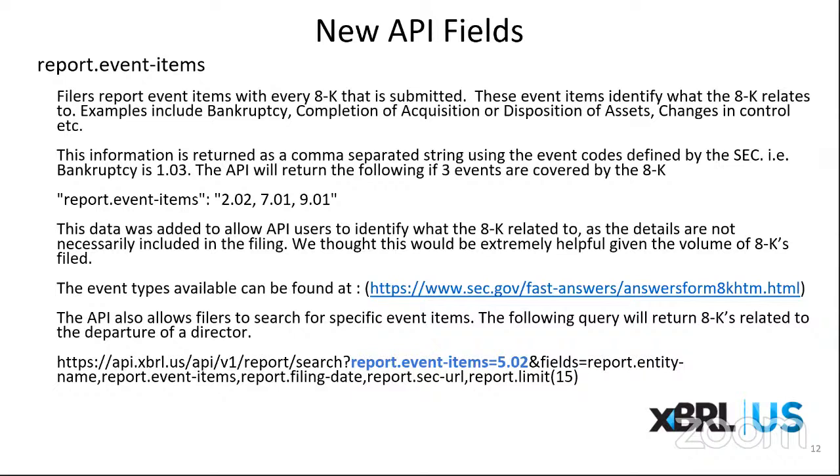You can search on these event item types. So you can put in a string delimited list, and then it acts like an OR. So if you said, I want to know everything that's a bankruptcy or an acquisition, then you can put 1.03, 1.04, 5.02, and it'll return any 8Ks that have one or more of those particular event items. So it's really like an OR. We don't have the ability to say, give me only those 8Ks that are a bankruptcy and a change in control, because it's unlikely someone's going to do that. But that's the way it's been structured.